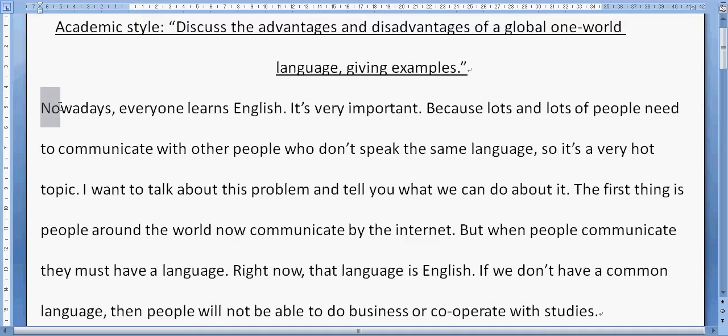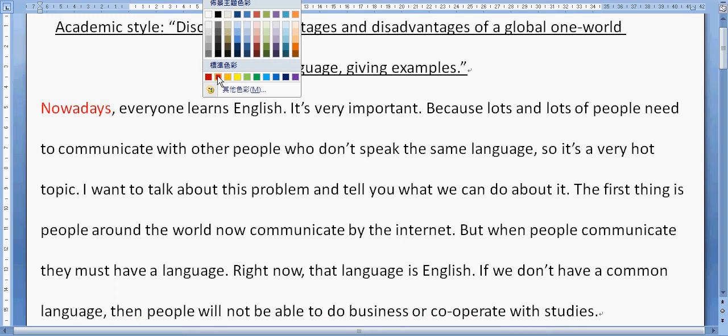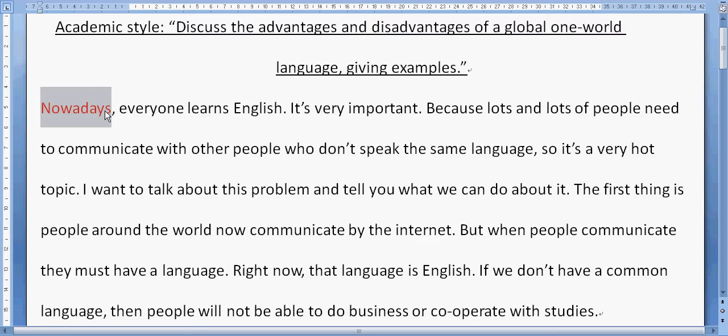So from the first word, nowadays, a lot of students use this word in writing. However, it is quite informal, a little bit like speaking. And with academic writing, we don't use some words that we use when we speak. So I'm just going to highlight nowadays in red, and we'll change this word to something more academic very soon.